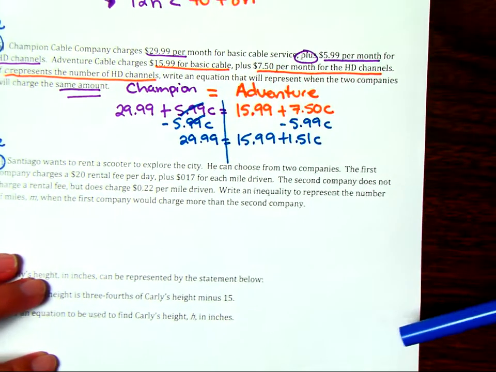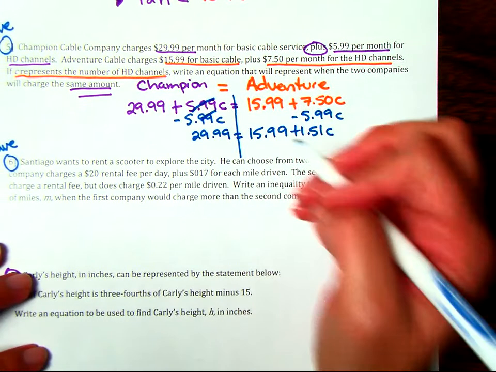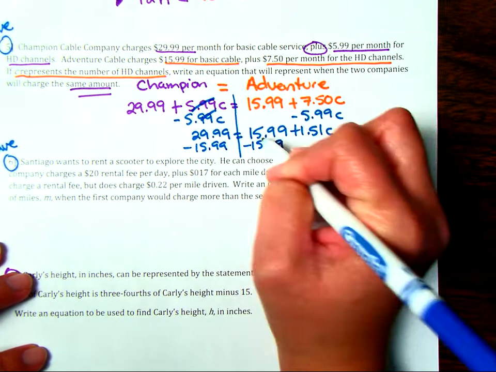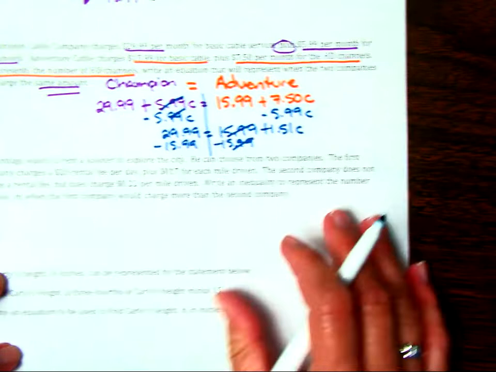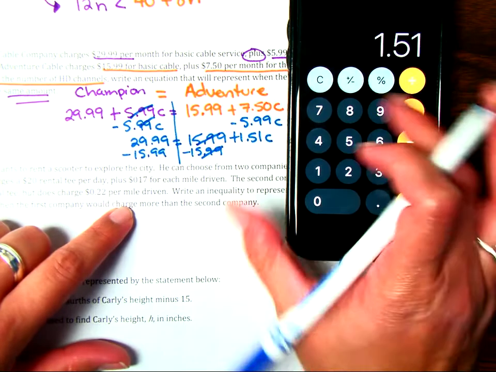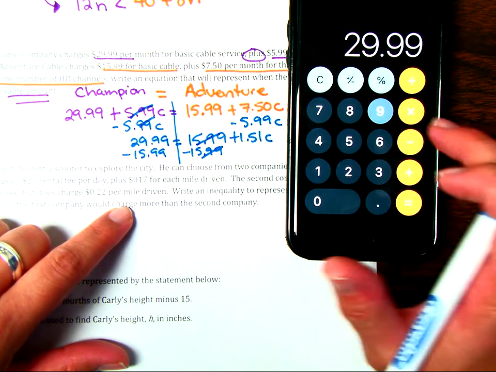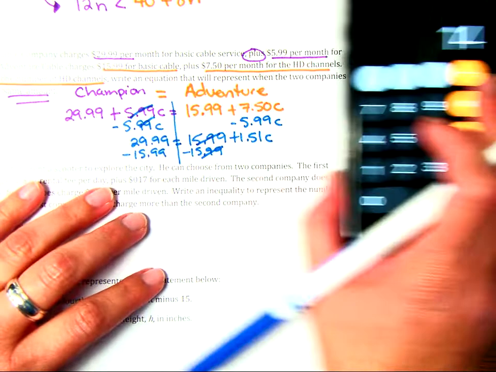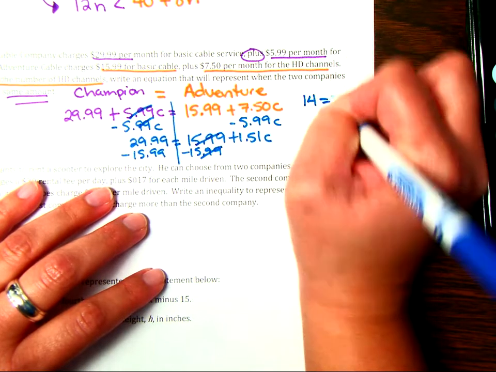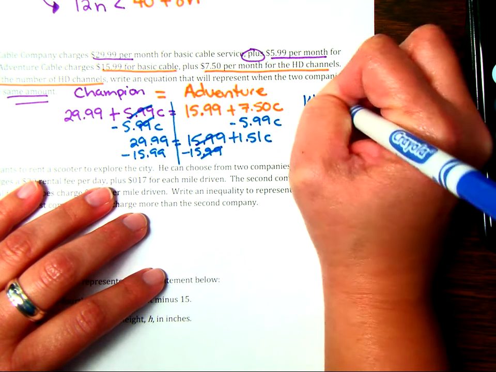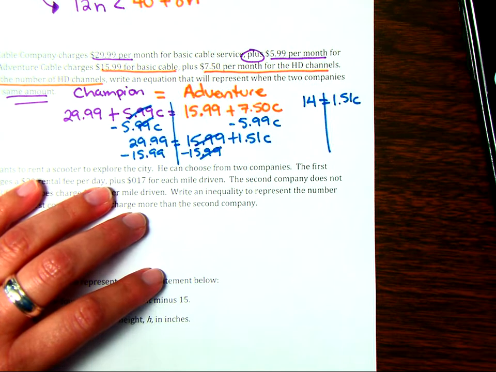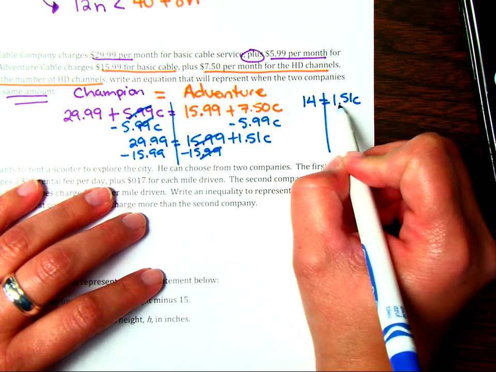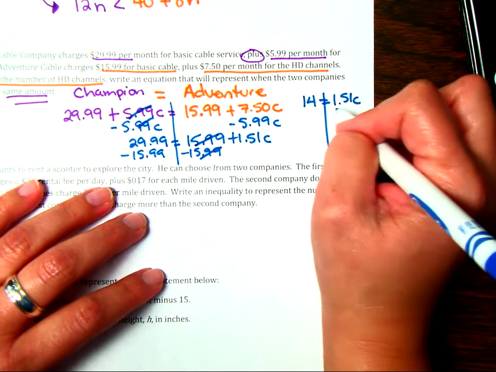Now we need to move the constant. So minus $15.99. So this cancels out. I'm going to move my work over here a little bit. So even if you want to use your calculator again, $29.99 minus 15.99. It's going to give you exactly 14. And then over here we have $1.51 and then our variable C. So don't let the decimal fractions confuse you. It's still the same concept. This number in front of the letter means that you're multiplying, so we need to divide.